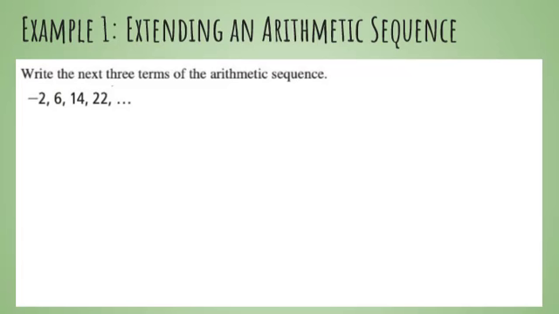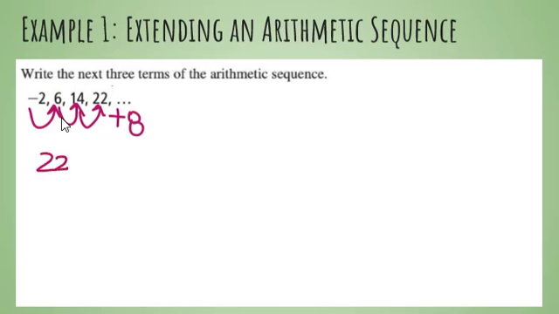Example 1 is extending an arithmetic sequence. And so it says to write the next 3 terms of the arithmetic sequence. And we're given -2, 6, 14, and 22. So if you look, to get from -2 to 6, we add 8. To get from 6 to 14, we add 8. And then to get from 14 to 22, we add 8. So each time we're adding 8.